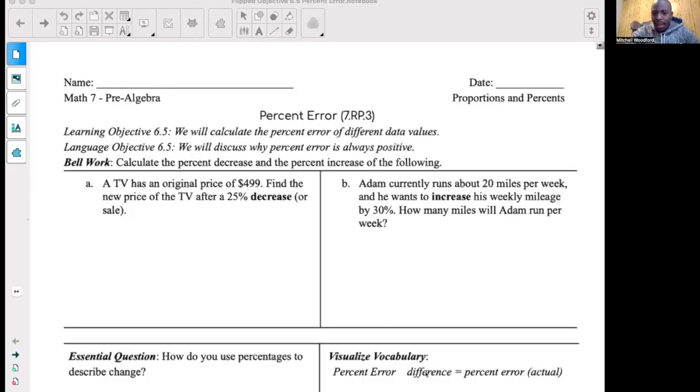Today's lesson is going to be focused on 6.5, which is calculating percent errors. So take out your packet, look with me at the lesson, and let's begin to get into it. First, as with every lesson, every video, take a moment to pause the video if you need to and work on the bell work. All right. Hopefully you have some time to calculate it.